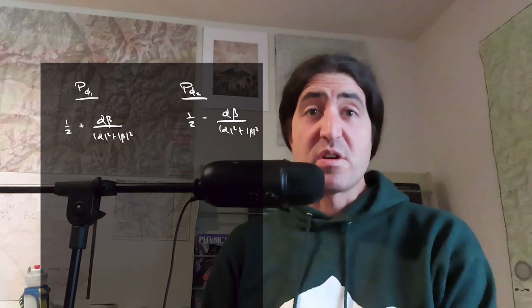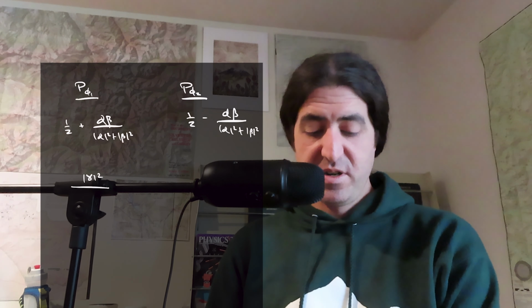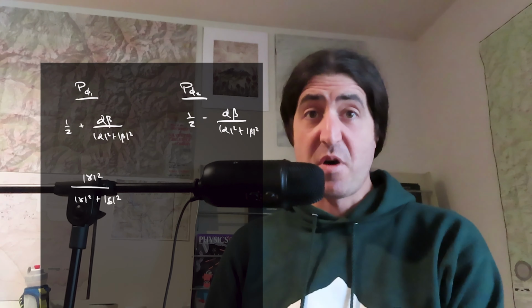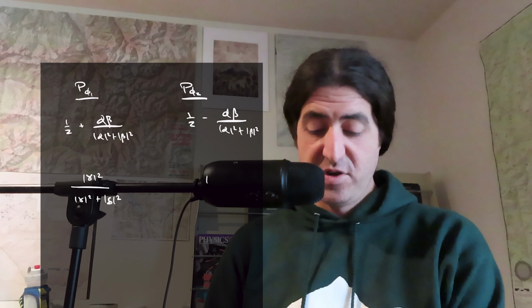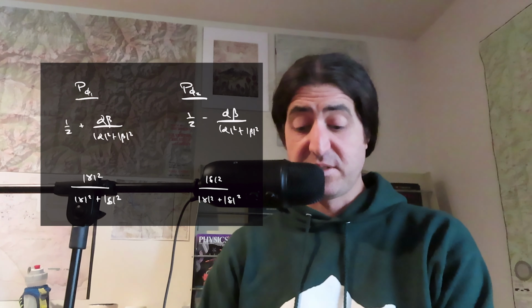So the probability of finding the state in the phi 1 configuration versus the probability of finding the state in the phi 2 configuration are given by 1/2 plus alpha beta over mod alpha squared plus mod beta squared versus 1/2 minus alpha beta. Okay, so now let's compare these results to what we did with the gammas and the deltas, right? So that was just mod gamma squared over mod gamma squared plus mod delta squared versus mod delta squared over mod gamma squared plus mod delta squared.